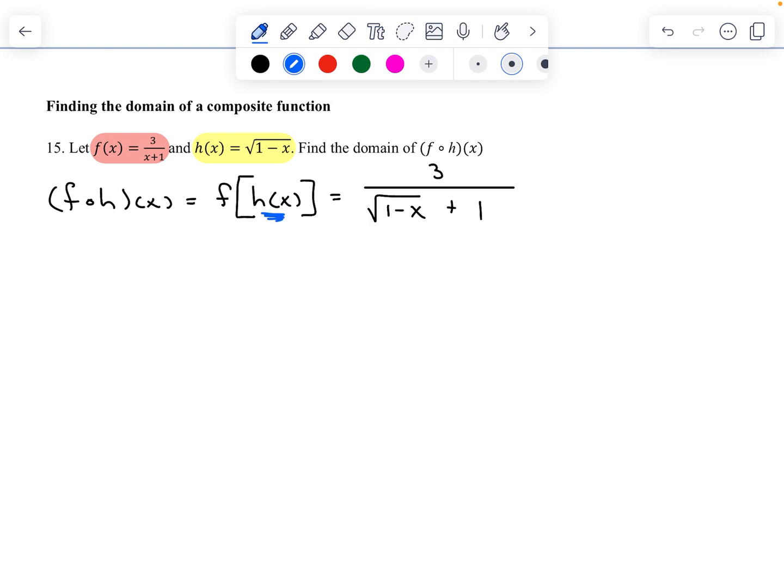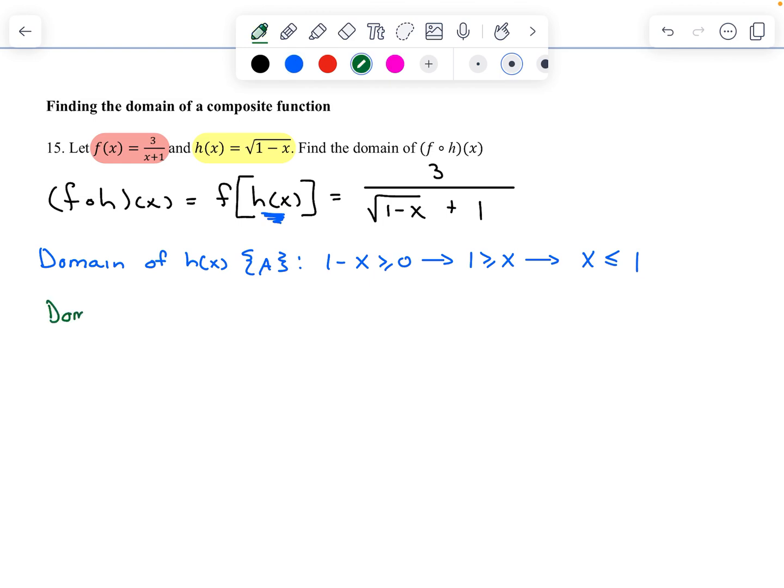And to do that, I'm going to start by finding the domain of h. I'm going to label that a. And since h is a square root function, 1 minus x must be greater than or equal to 0. So this implies that 1 is greater than or equal to x, so that x is less than or equal to 1.